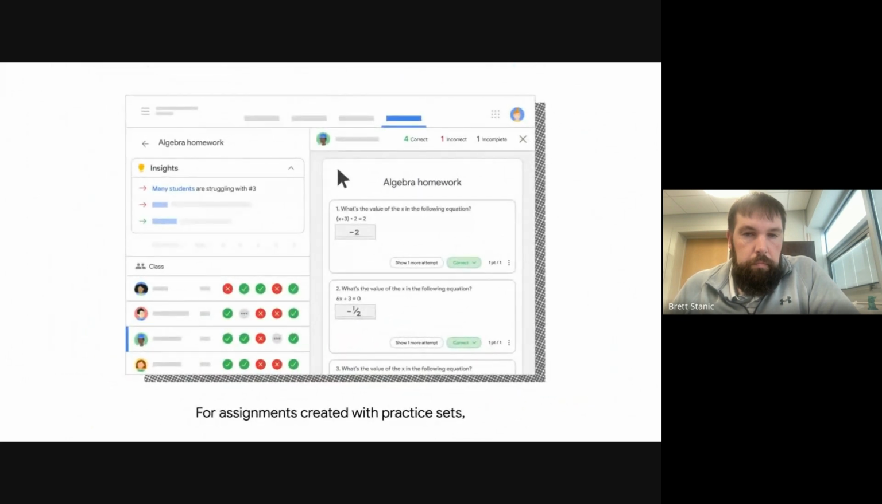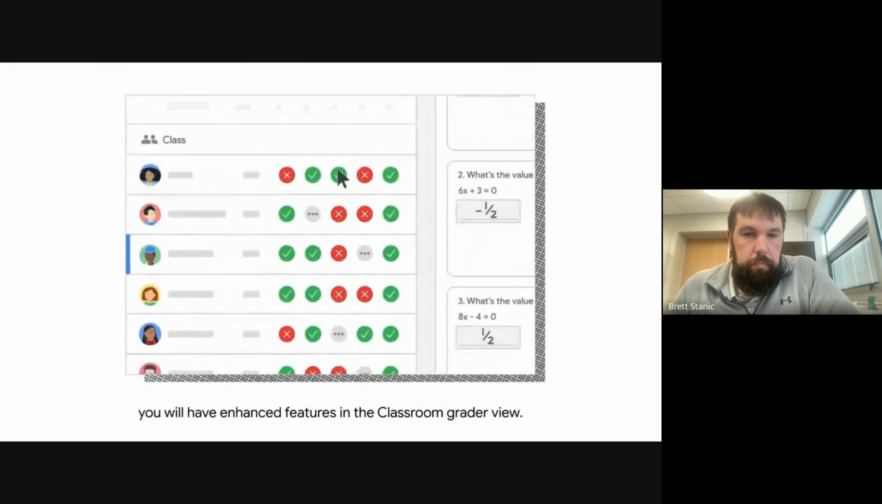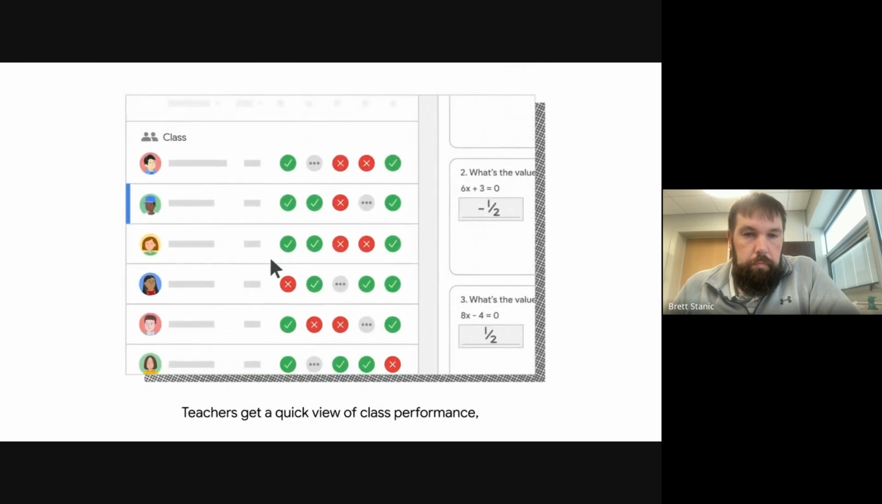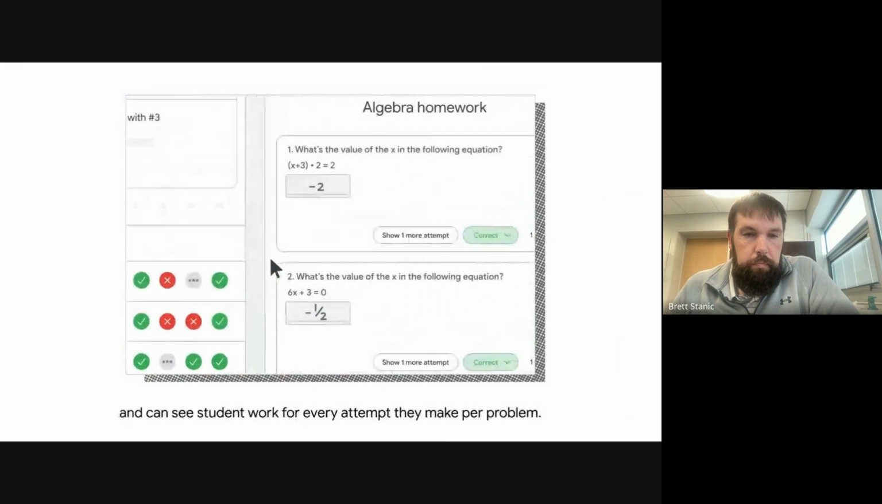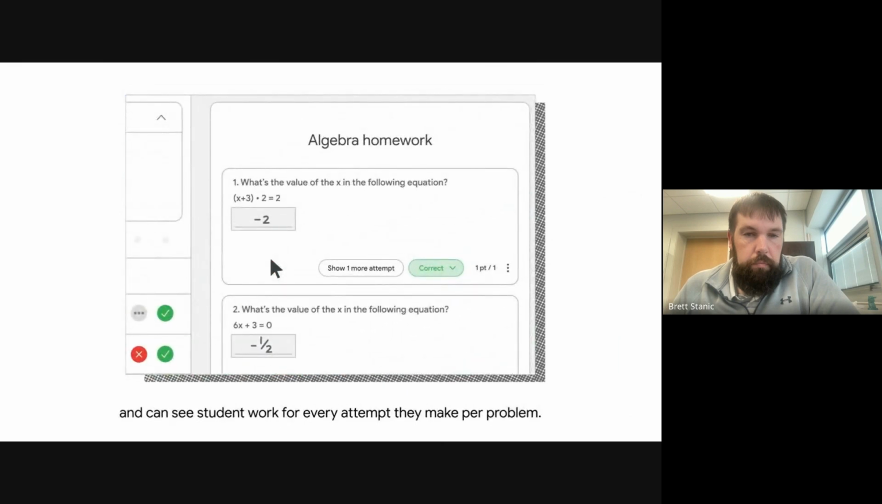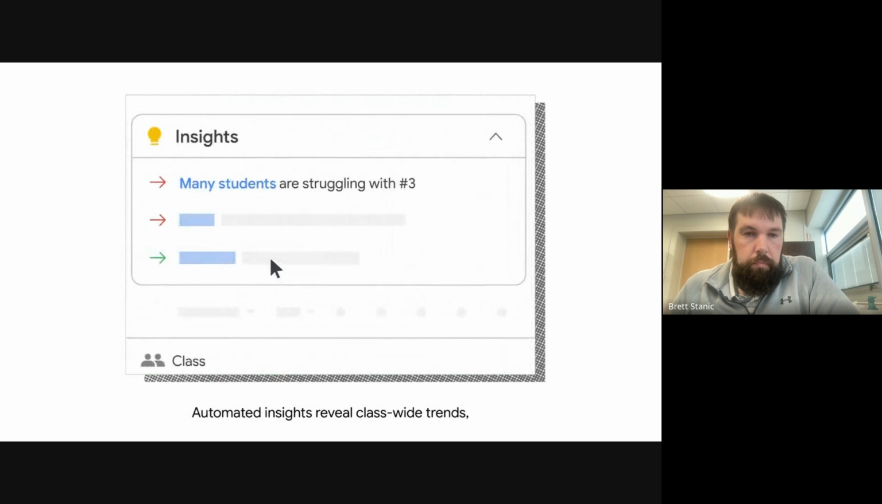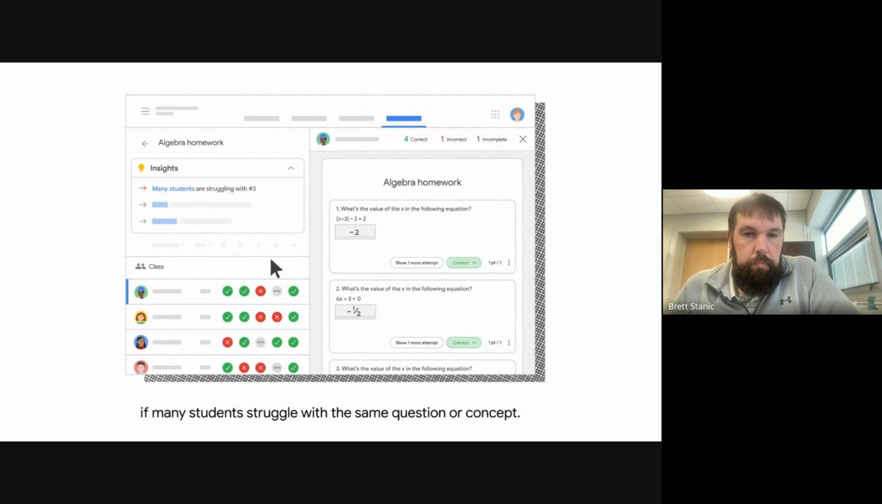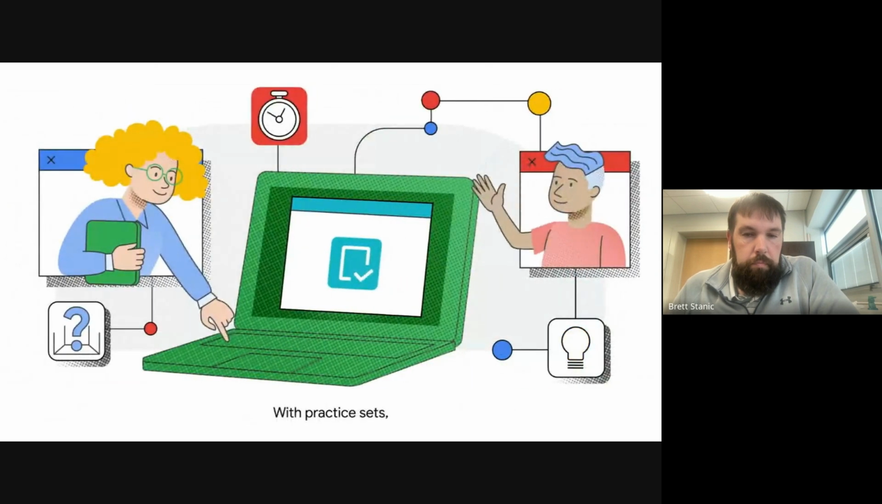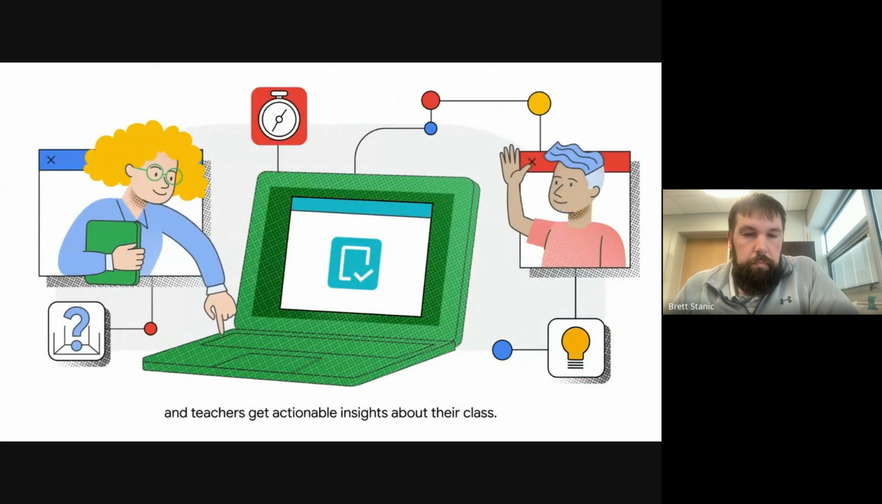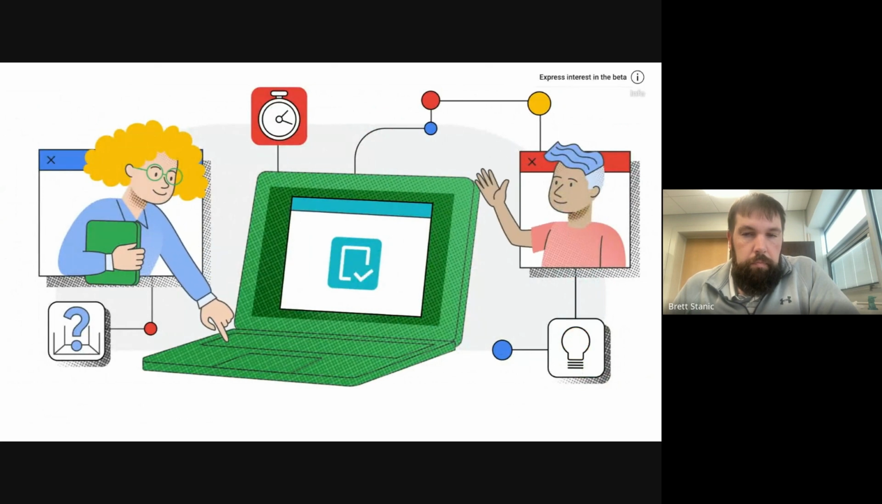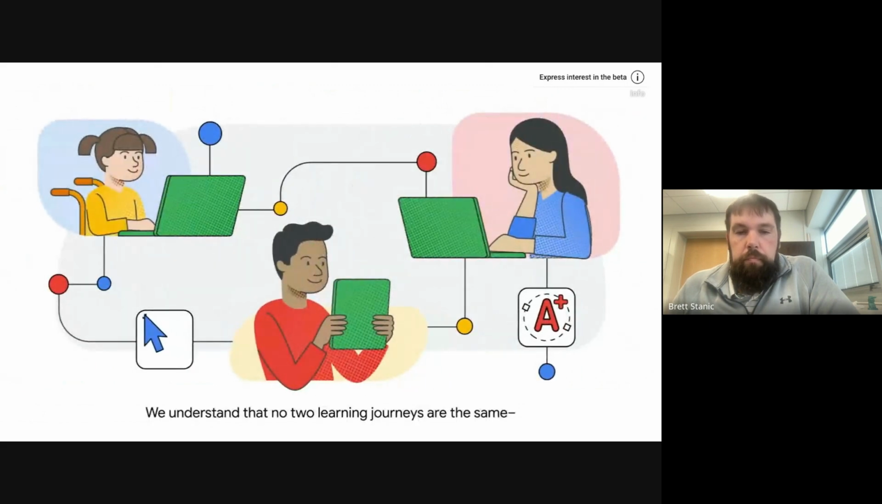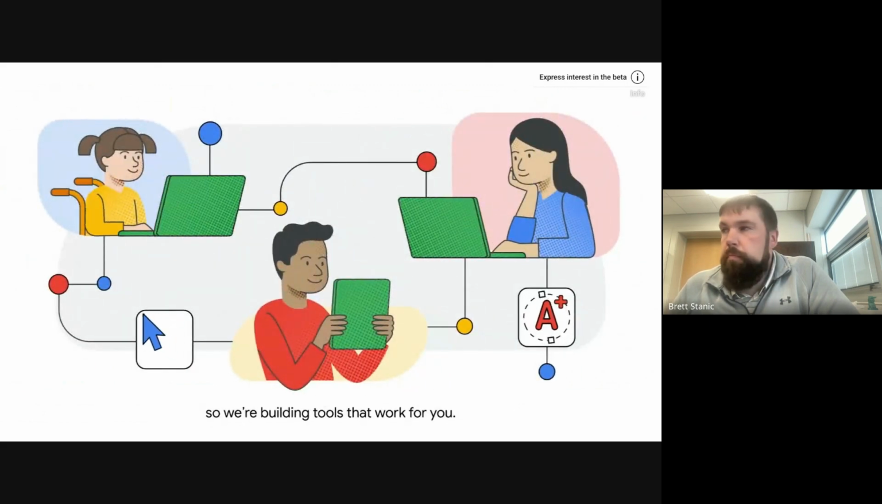For assignments created with practice sets, you will have enhanced features in the Classroom Grader view. Teachers get a quick view of class performance and can see student work for every attempt they make per problem. Automated insights reveal class-wide trends, so teachers gain visibility and can adjust their teaching plan if many students struggle with the same question or concept. With practice sets, students get the help they need faster, and teachers get actionable insights about their class. We understand that no two learning journeys are the same, so we're building tools that work for you.